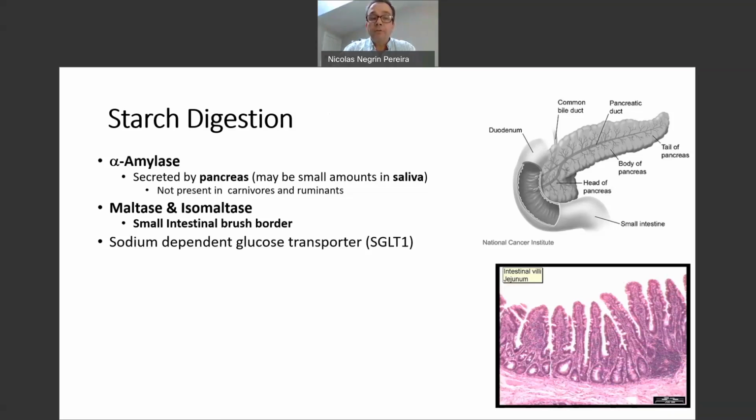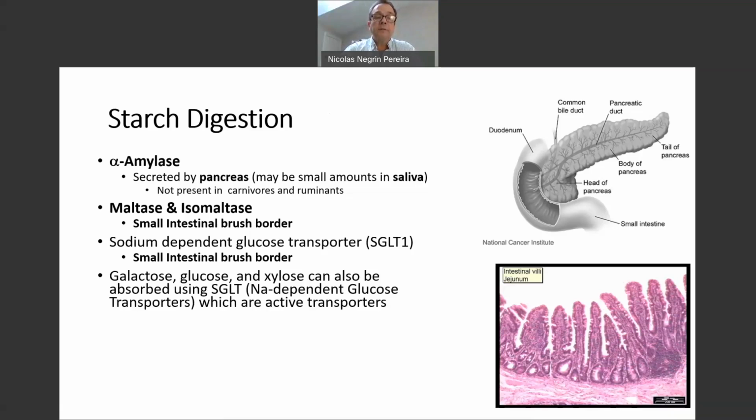Once the starch and polysaccharides are broken down into simple monosaccharides, we have what we call sodium-dependent glucose transporters. These are active transporters, so there is an energetic cost for that, and they are located in the small intestinal brush border. The monosaccharides that can be absorbed by the sodium-dependent glucose transporter are not only glucose but also galactose, which is one of the monosaccharides forming lactose, and xylose. The digestibility of starch, in general of carbohydrate, is really high.